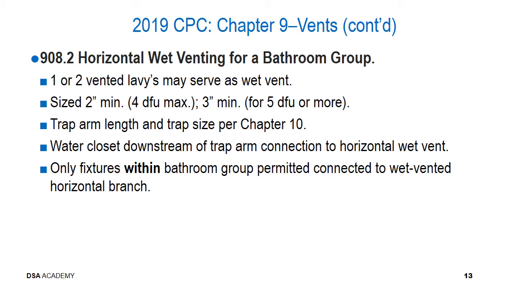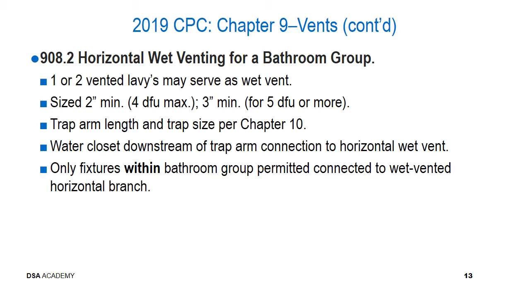Chapter 908.2 discusses the possibility for horizontal wet venting for a bathroom group. We see these sometimes in schools, and it's worth addressing here. The requirements are that 1 or 2 vented lavies may serve as the wet vent for the water closet.